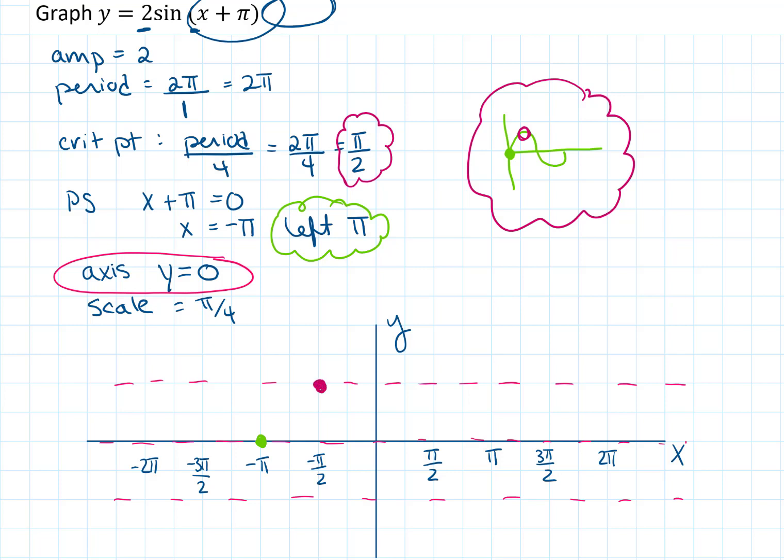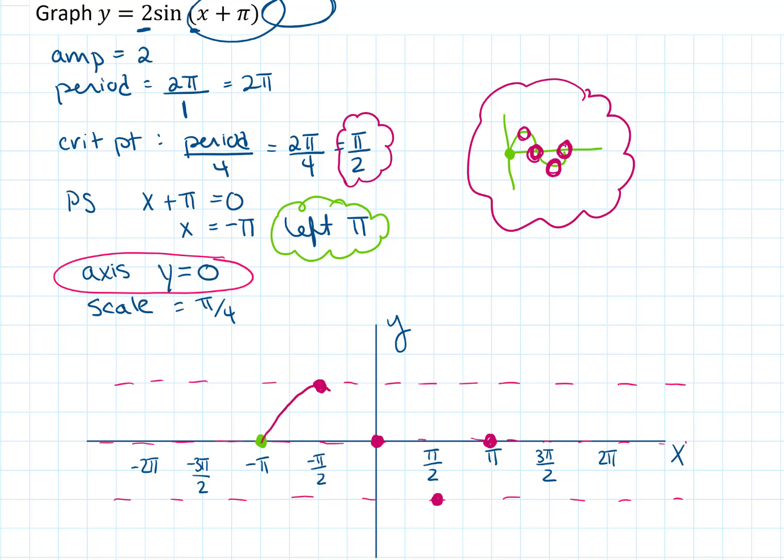So there's my maximum, and it's a distance of pi over 2. Then my next point is back on the midline, and again it's a distance of pi over 2. My next point is a minimum, and it is a distance of pi over 2. My next point is back on the midline, and it's a distance of pi over 2. So you'll notice that there's a distance of 2 units between each critical point.